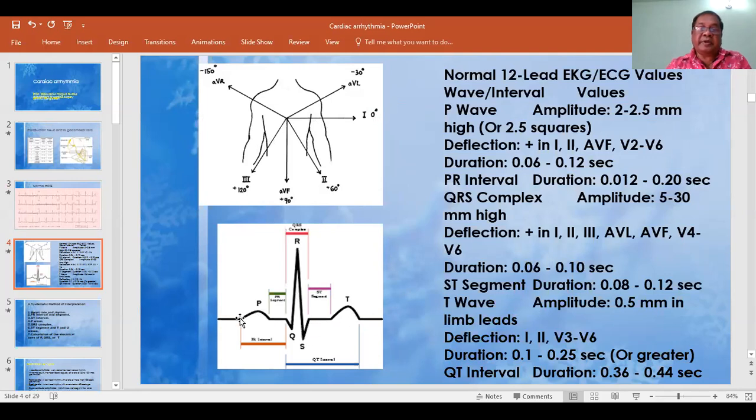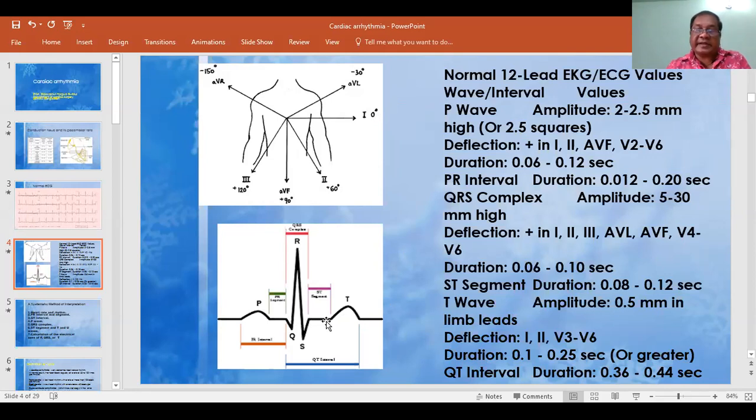The P wave duration is 0.06 to 0.12 second, and the PR interval we measure from the beginning of the P wave to the starting of the QRS. So this is called the PR interval, and the PR interval duration is 0.12 to 0.20 second. And the QRS complex, starting from the Q to the end of the S wave, is called the QRS complex. Its duration is 0.06 to 0.10 second.